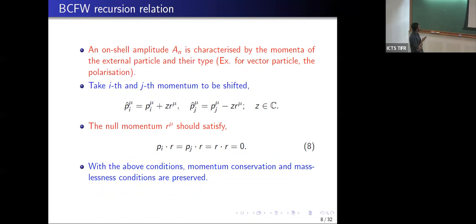Okay, so the well-known BCFW recursion relation is the most famous on-shell recursion relation. We know an n-point amplitude is characterized by the momenta of the external particles and their type, meaning, say, for a vector particle, the polarization. For the BCFW shift, take the ith and jth momenta to be shifted, where z is some complex variable and r mu satisfies some conditions. This r means this momentum should be perpendicular to the directions of the ith and jth momenta, and it should be null. With this condition, we can check that momentum conservation and the masslessness conditions are preserved with the shifted momenta.